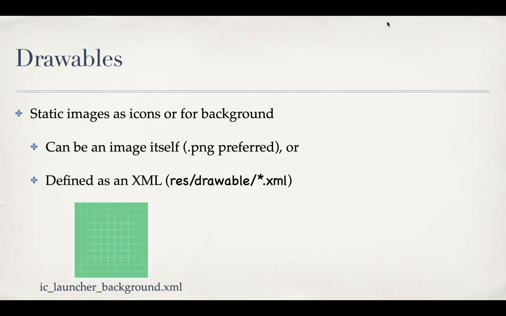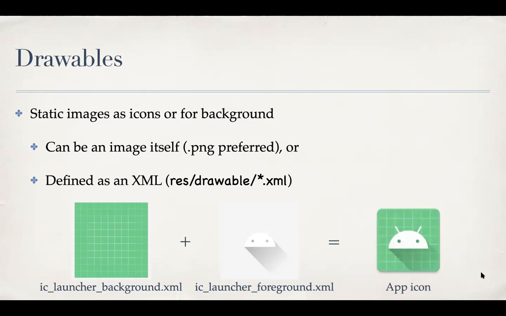This is an ic_launcher_background.xml, which is a grid of green and then some white lines, which creates the grid. And then you'll also find ic_launcher_foreground.xml, which, if you look into it, is XML code, but it renders this Android logo. And what the system does is it actually combines the background and the foreground to create an app icon like this.